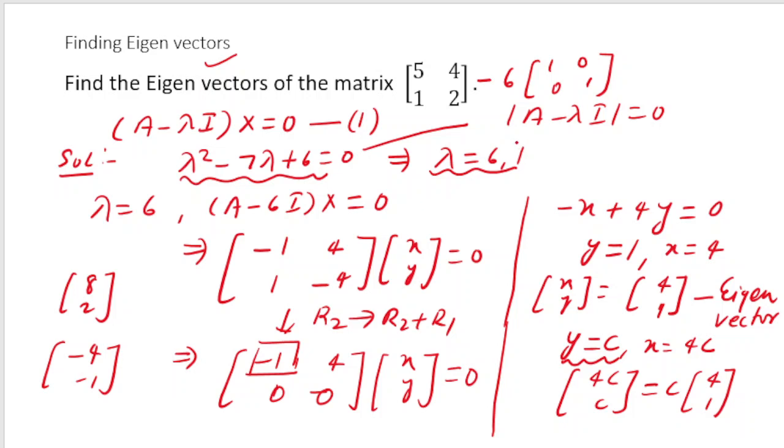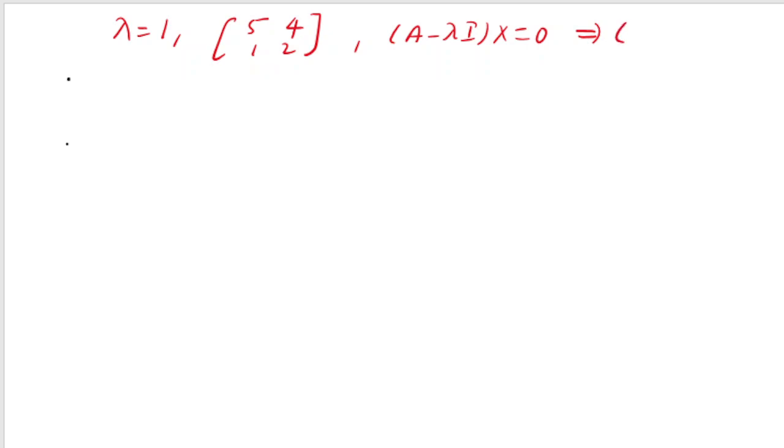Now I need to get the eigenvector corresponding to lambda equal to 1. So here I am continuing. I have the value lambda equal to 1. I have the matrix that is 5 4 1 2. So we need to solve the system A minus lambda I times x is equal to 0. A minus lambda I x in this case will be just A minus I times x is equal to 0, meaning we just have to subtract 1 from the main diagonal.